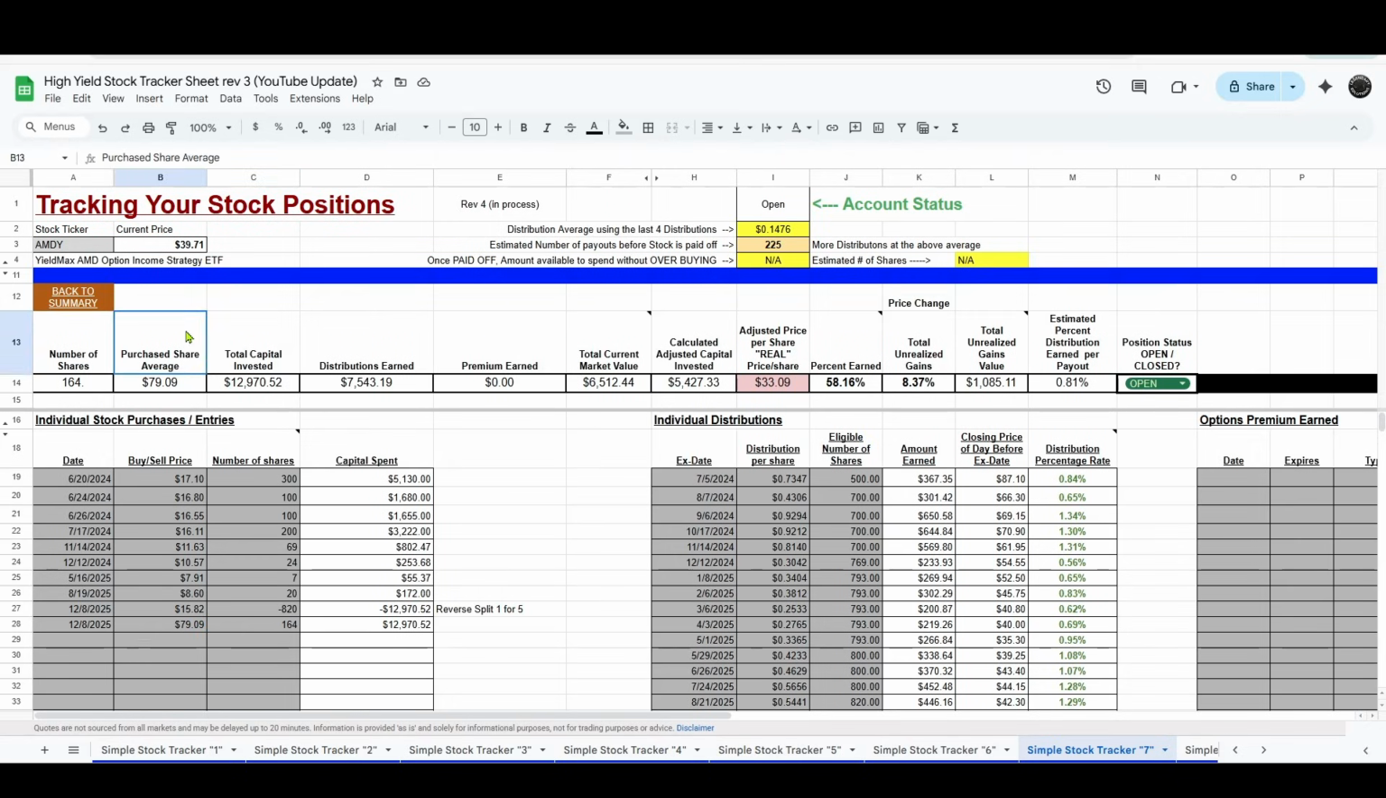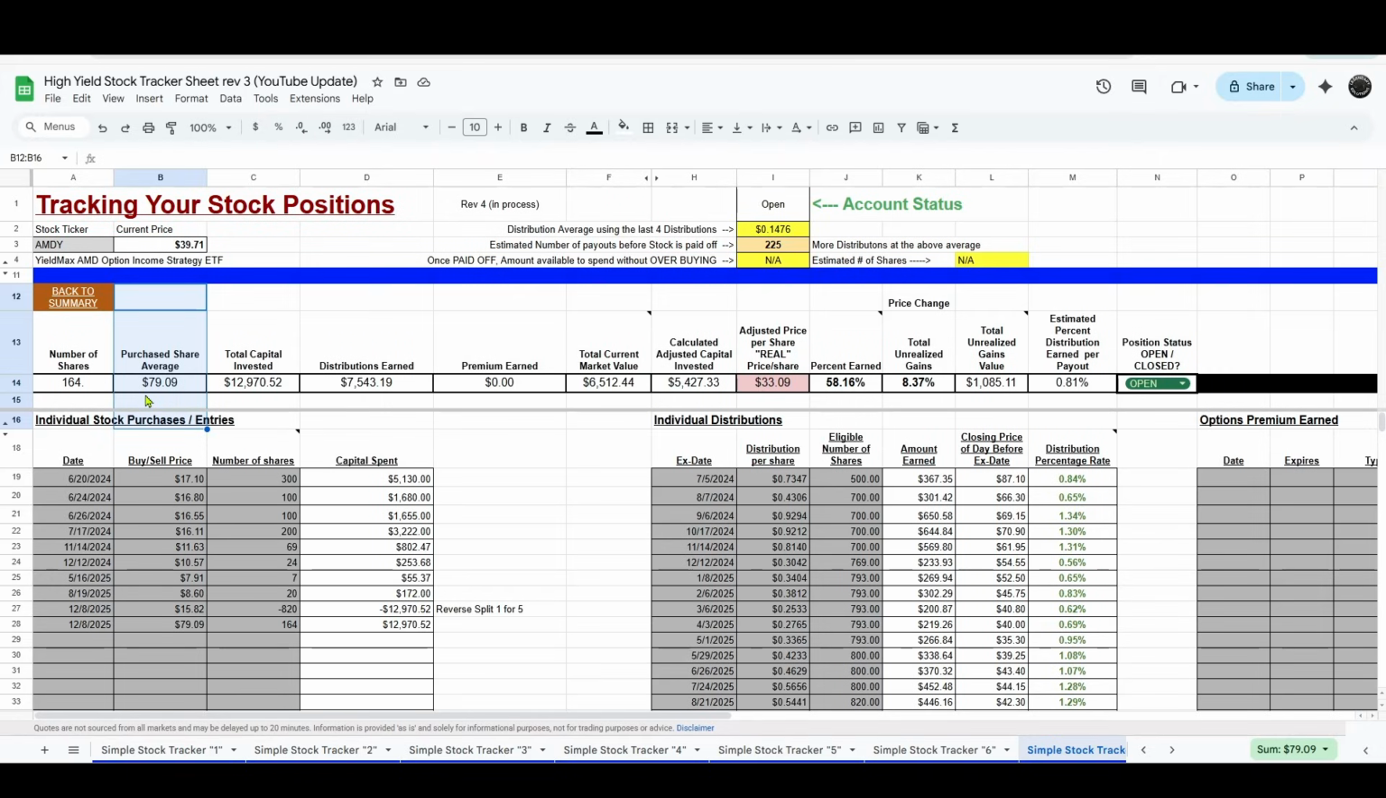And just like before, even though the purchase share price is $79.09 and the current price being $39.71, I don't care that it's $79.09. I care what my real price per share is, and that's $33.09. And with the current price of $39.71, I am doing just fine, right? Because if I were to sell my shares, all 164, even after the reverse split, I will make $1,085.11.